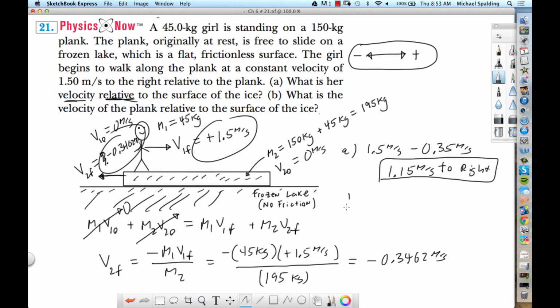Okay, B, what is the velocity of the plank relative to the surface of the ice? Well, look, this 0.3462 right there, that is relative to the ice, so that's the answer. 0.35 meters per second to the left. The velocity we solved for, that is relative to the ice.